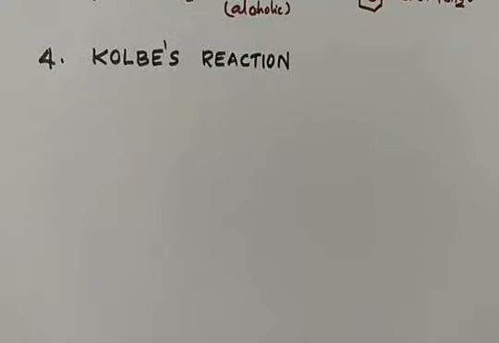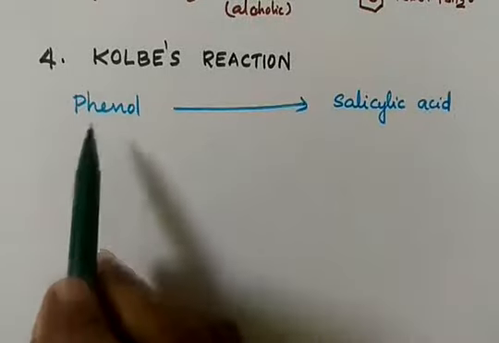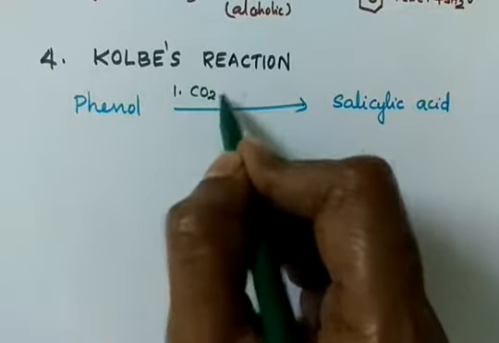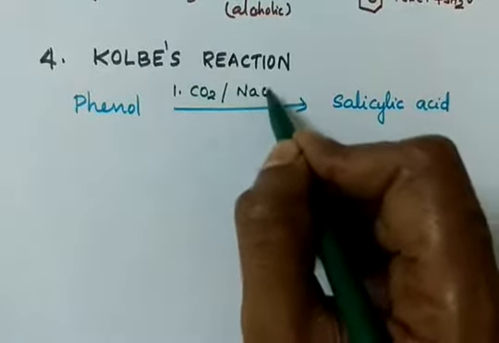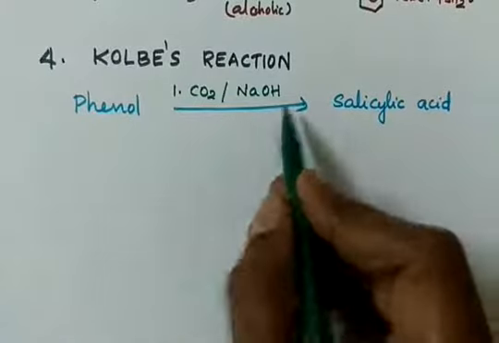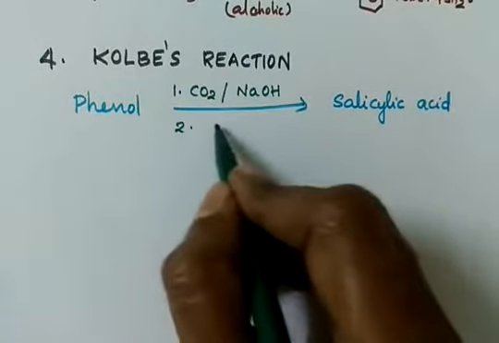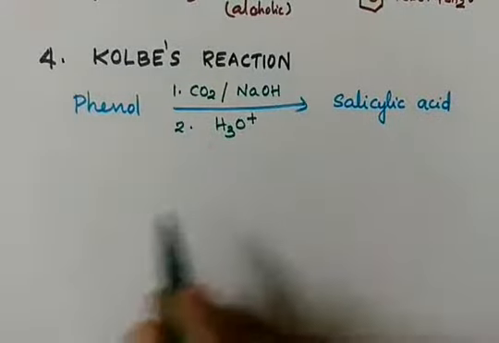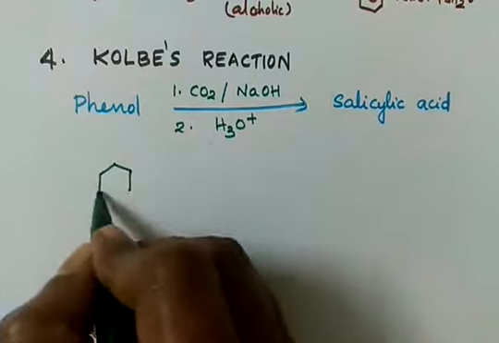Next is Kolbe's reaction. In Kolbe's reaction, phenol is converted to salicylic acid when it reacts with carbon dioxide in the presence of aqueous alkali followed by hydrolysis. Here, phenol is converted to salicylic acid when phenol reacts with carbon dioxide in the presence of aqueous alkali, sodium hydroxide or potassium hydroxide, followed by acid hydrolysis. Okay, followed by hydrolysis.